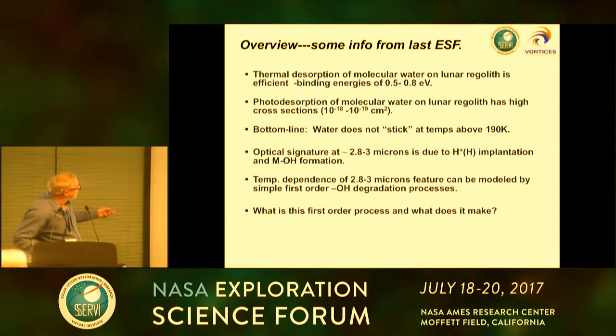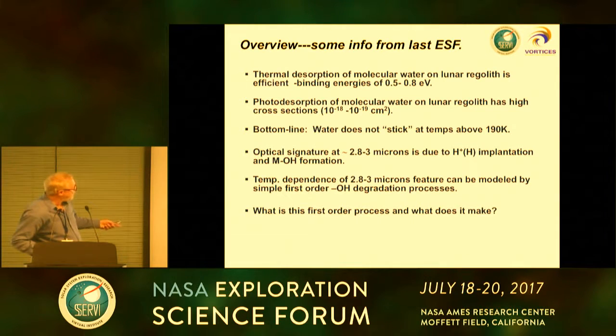We also measured the photodesorption cross-section of water, and how it leaves when you have a photon interacting with the surface. This is non-thermal. That cross-section is high, 10 to the minus 18, 10 to the minus 19 square centimeters. I'll give more information on this. But the bottom line is that water does not stick on lunar regolith at temperatures above 190 Kelvin. So water really shouldn't be around on the sunlit part of the moon based on these lab measurements.